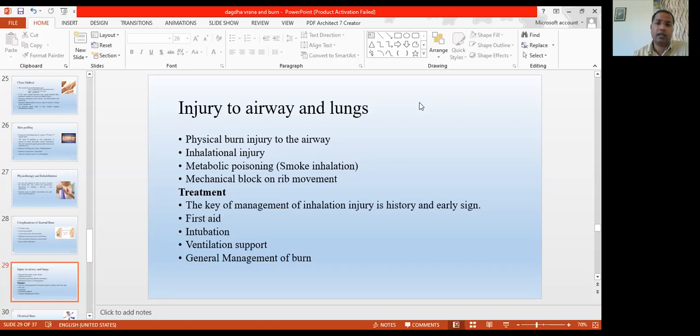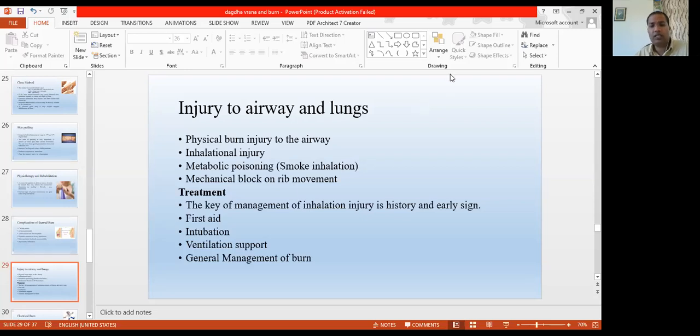Carbon monoxide has 10 times more affinity to join with hemoglobin than oxygen. So it produces carboxyhemoglobin. That carboxyhemoglobin blocks the hemoglobin circulating in the whole body, so the whole body gets hypoxia, because tissue doesn't get proper oxygen. That is called metabolic poisoning.